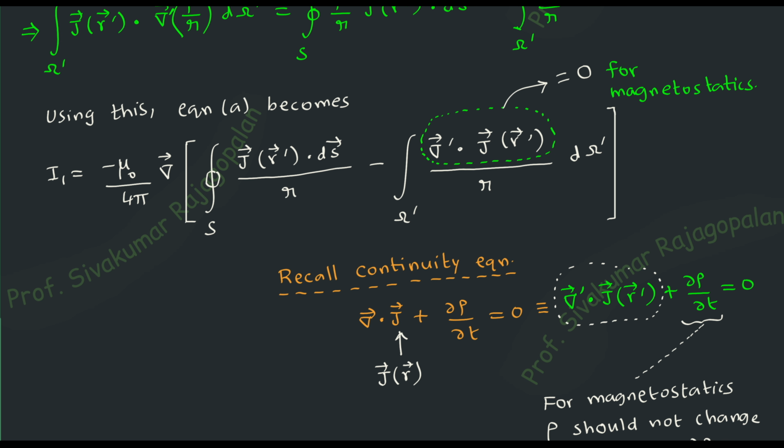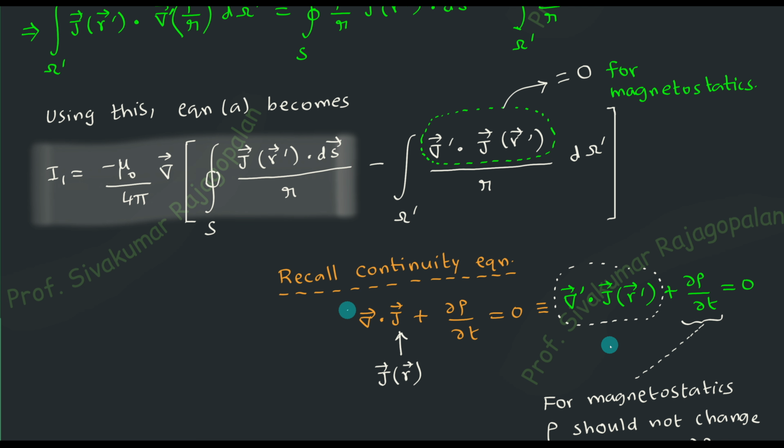Now we are happy that one of the terms has gone to 0, and therefore we are left with a single term, which I am highlighting. So now we have only one integral. This integral goes to 0, and remember that we have made this integral go to 0 purposefully under the magnetostatic condition.